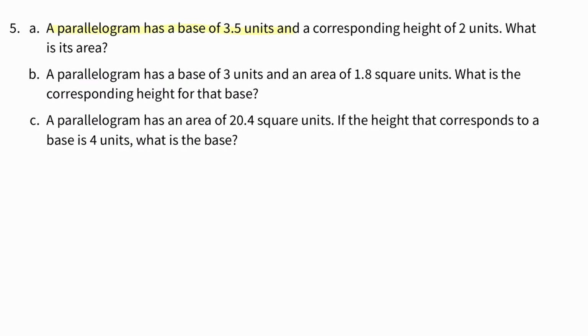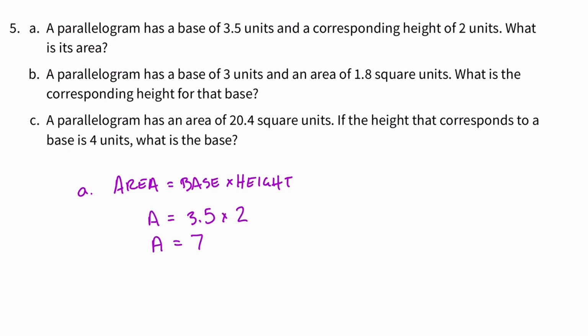Number 5, a parallelogram has a base of 3.5 units and a corresponding height of 2 units. What is its area? Well, the area is just going to be the base times the height of a parallelogram. So the base is 3.5 and the height is 2. So our area is just going to be 7 square units.